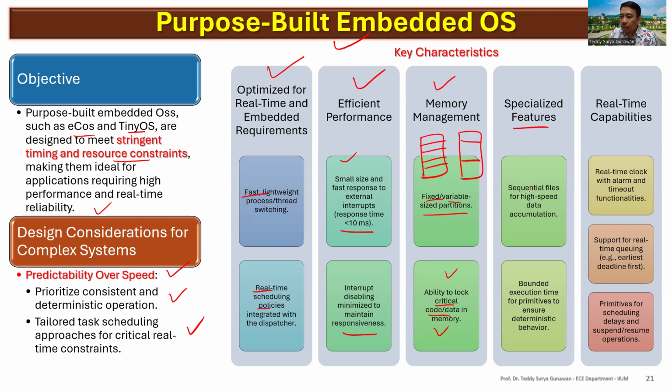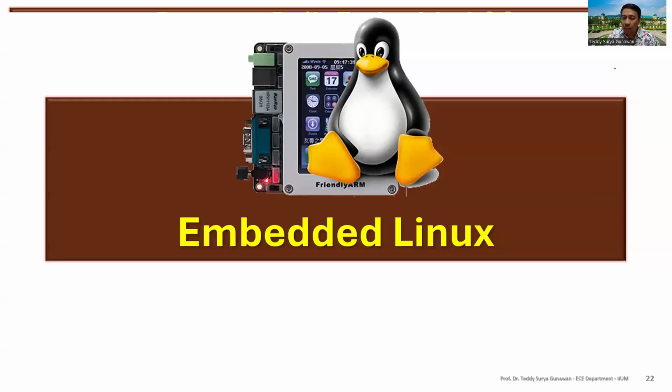Special features: we are using a sequential file for high-speed data accumulation, and it also has bounded execution time for primitives to ensure deterministic behavior. So if it's on, you have bounded execution time: within 1 second it should finish, within 100 milliseconds it should finish, and so on. And it also has real-time capabilities. So this is the key characteristic of a purpose-built embedded OS.